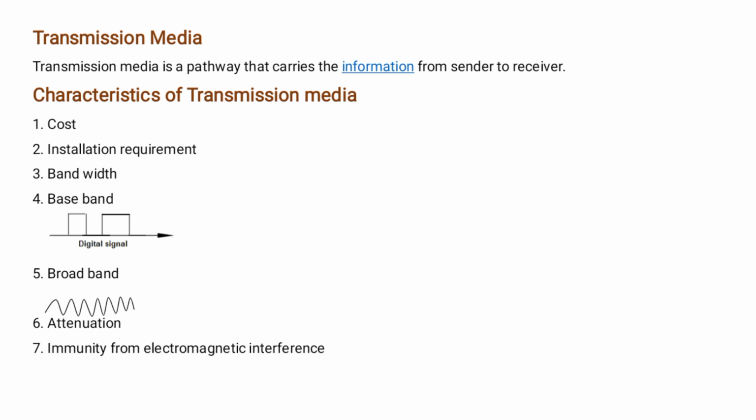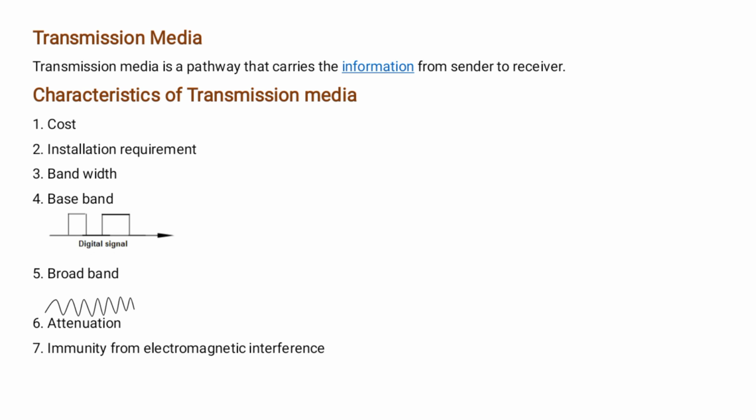And the last characteristic is immunity from electromagnetic interference. Electromagnetic interference consists of outside electromagnetic noise that distorts the signal in a medium. It interferes with the signals and makes it difficult for the computer to decode the signal. For example, in a computer network, a large number of cables are located close together. Therefore, crosstalk is a significant problem in networks.